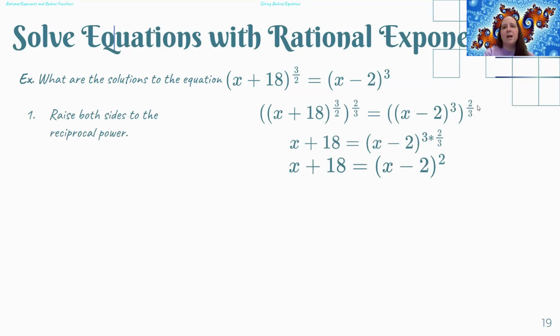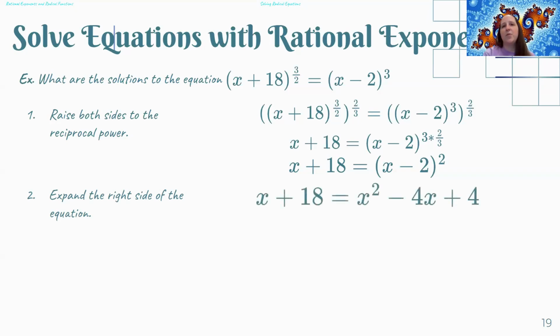So that means I multiply my exponents. 3 times 2 is 6. 6 divided by 3 is 2. So I get (x - 2) squared. Okay. I'm going to expand the right side of my equation. So (x - 2) times (x - 2) gives me x squared - 4x + 4.